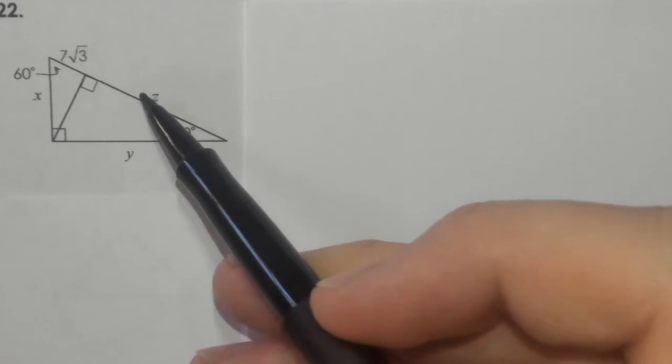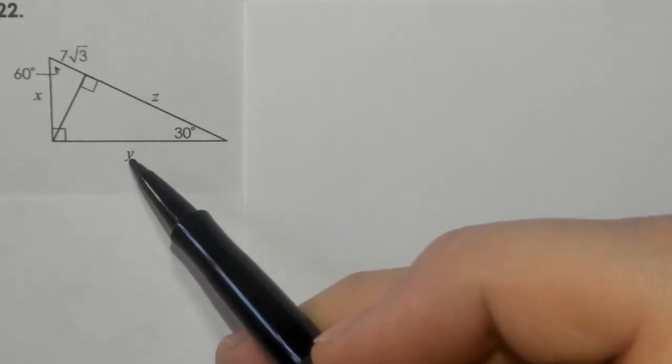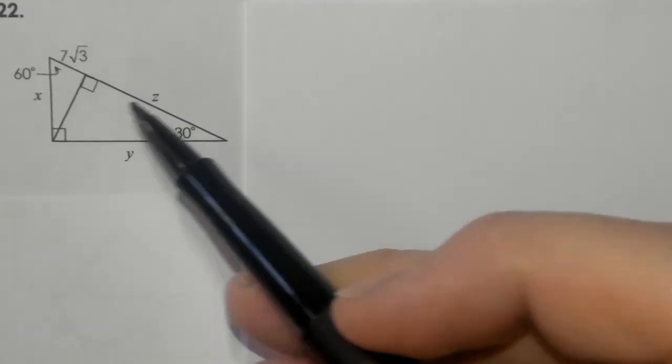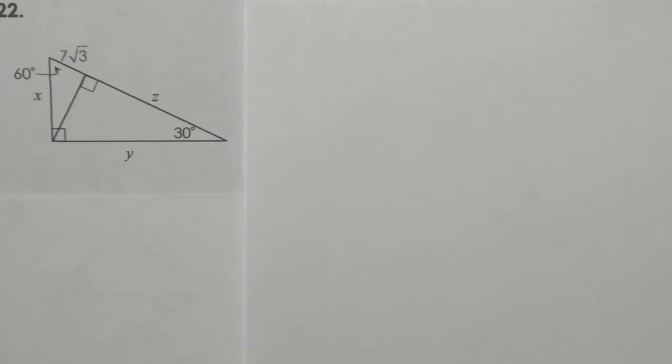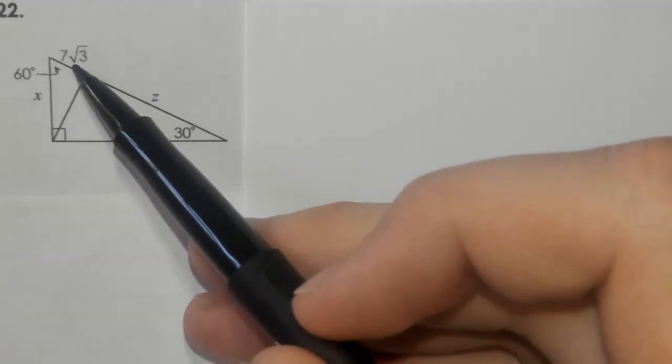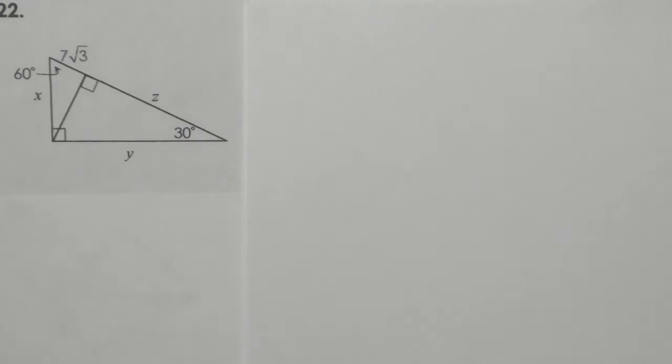Now, for the big one, notice I don't know anything. I don't know the short leg, long leg, or the hypotenuse here. So I can't just really start. I mean, I have nothing to start with. So I'm not going to start with that one at all. I'm going to start with the little one because I already know what the short leg is. Okay, the short leg is 7 square root of 3.